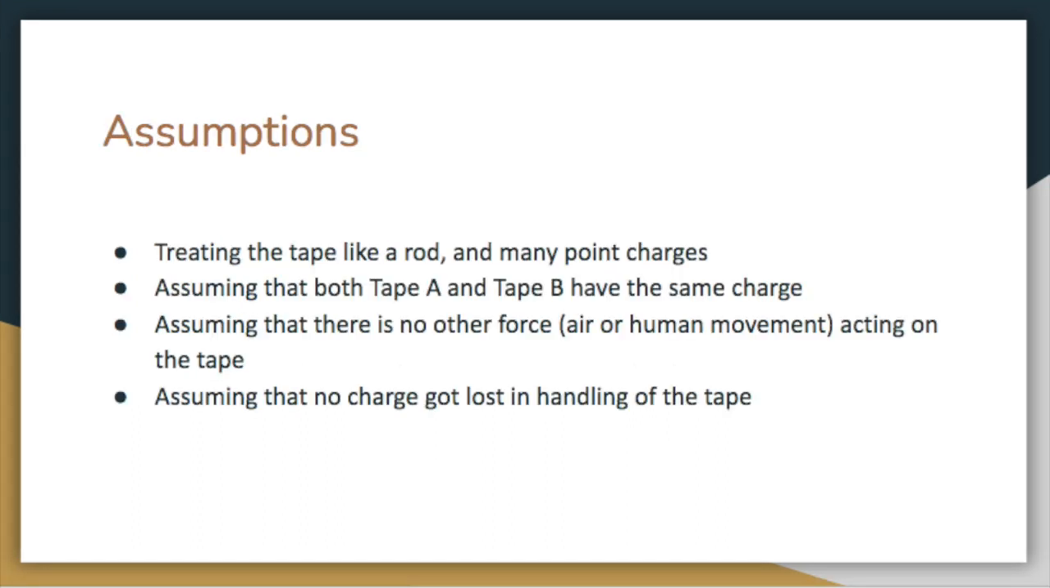coulombs. Some assumptions that we made in this lab were that we were treating the tape like a line charge or a rod, and that we broke the tape up into many point charges. This is different from Lab 1, because in Lab 1 we treated it just as one point charge. We also assumed again that tape A and tape B had the same charge. We were also assuming that no charge got lost in the handling of the tape. We also assumed that there were no other forces going on, whether that be from the air, other electrical fields in the room, or human movement acting on the tape.